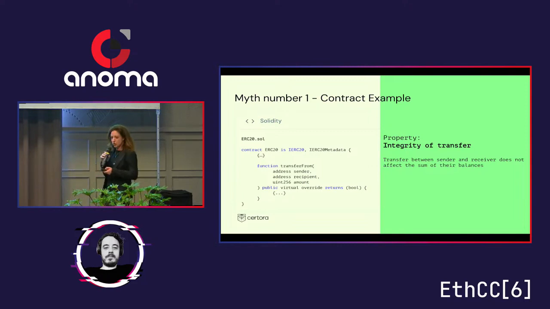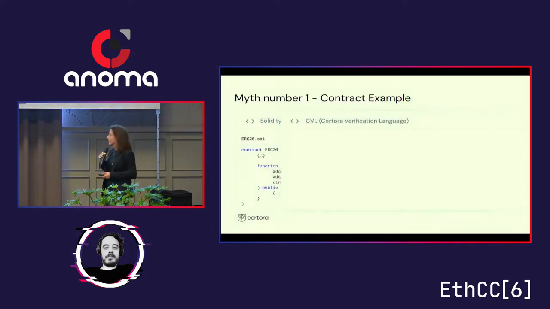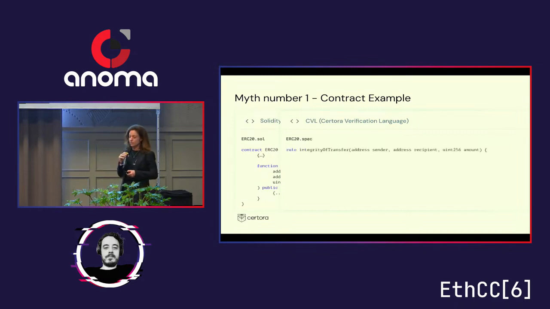So let me show you how I wrote my rule with the CVL language. As I told you before, the CVL is the Certora Verification Language, and you just need to write rules and then run the Certora prover to check the rules on your code. So this is how my spec looks like, okay? This is my rule, this is the integrity of transfer. I have some parameters in it, and I have the sender, the recipient, and the amount.